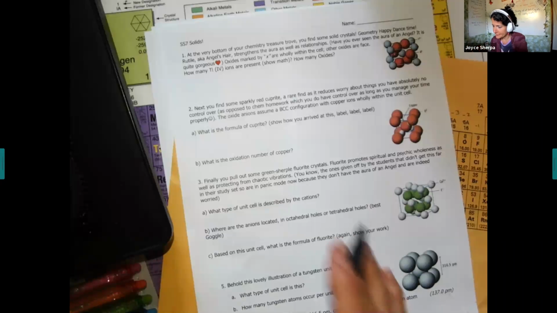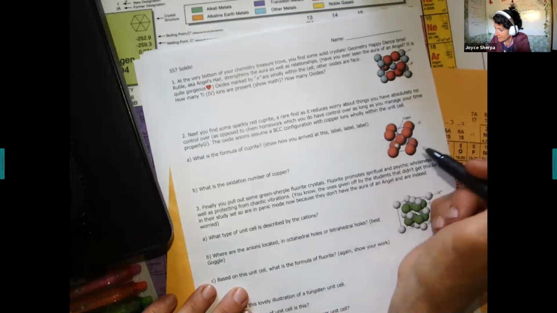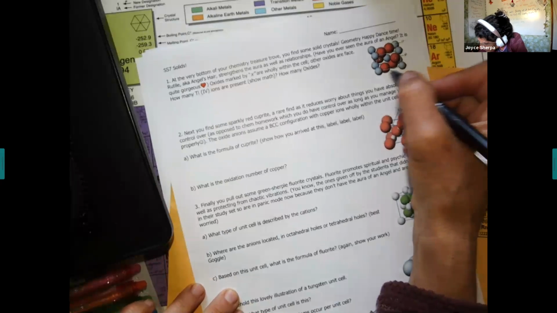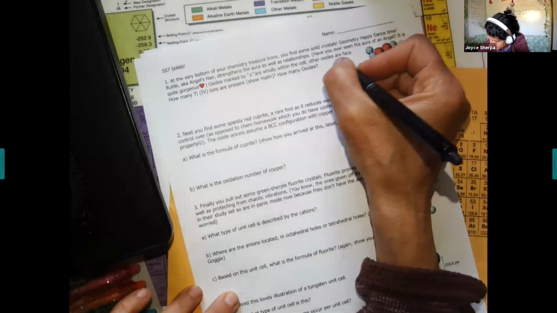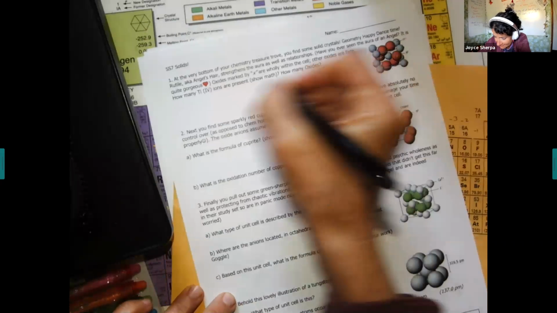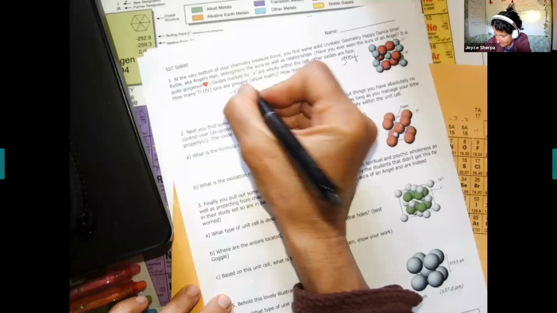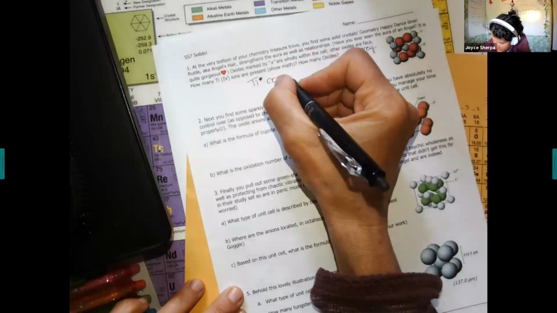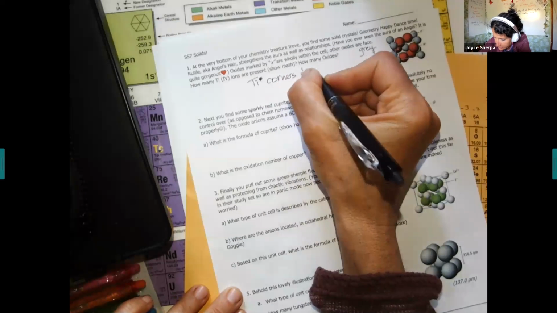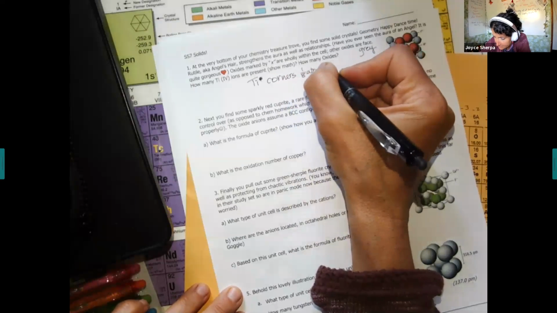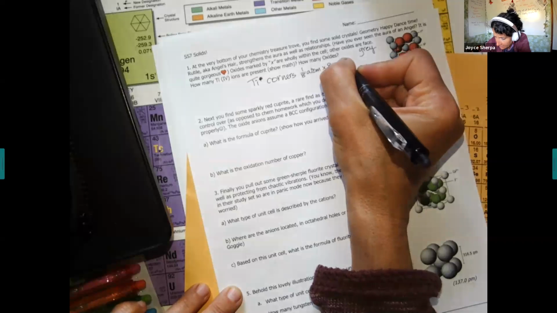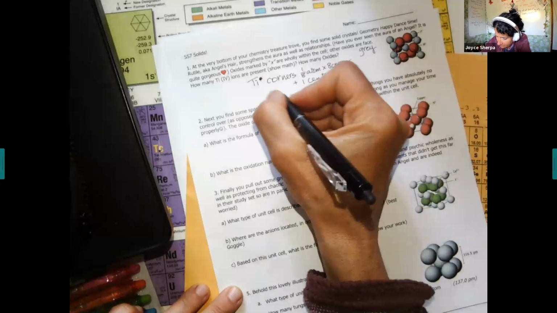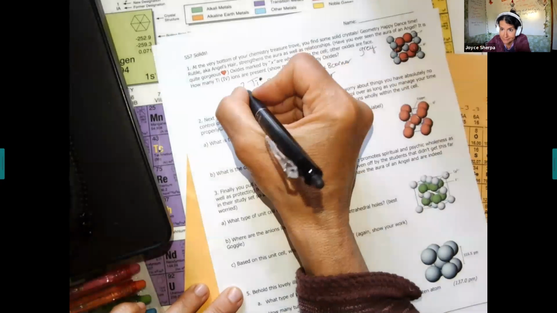So the first page is more being able to count. I have to remember, the grays are the titanium. And so the titaniums are the corners. So 1/8 of an atom times 8 corners, and then plus 1 in the center. So you end up with 2 titaniums.